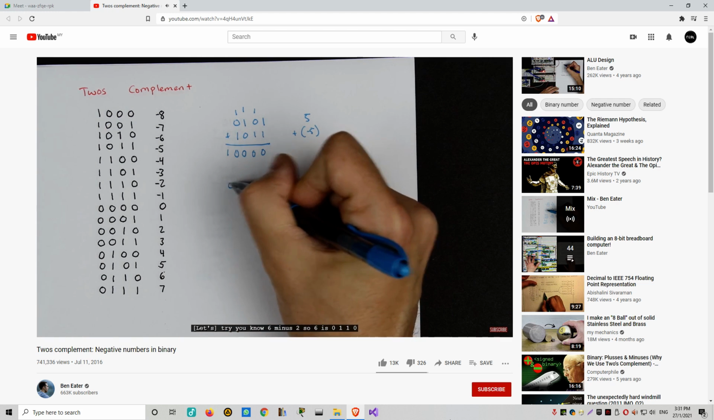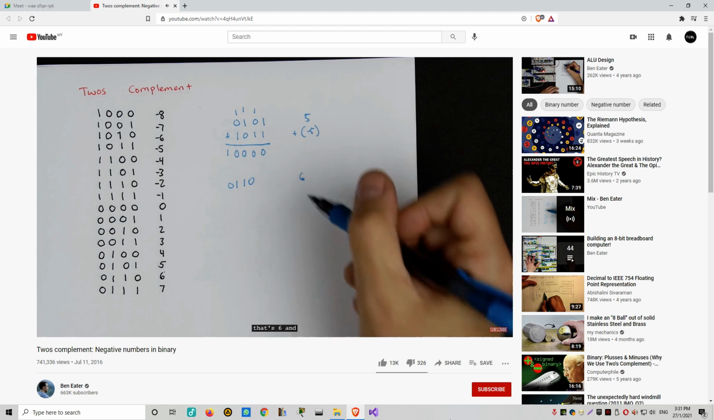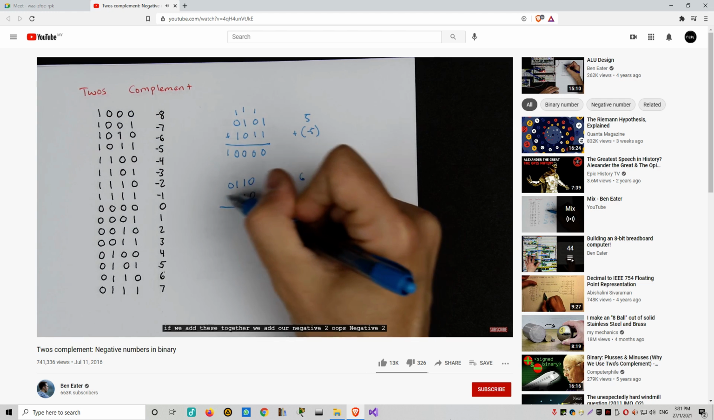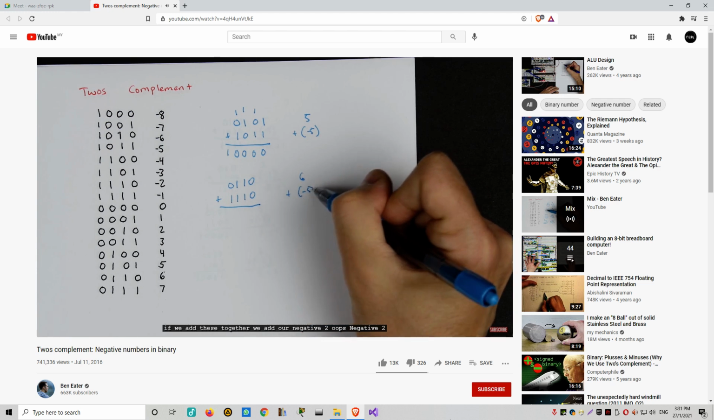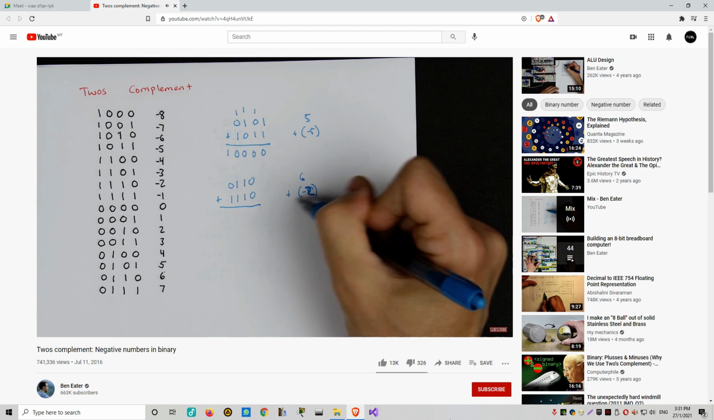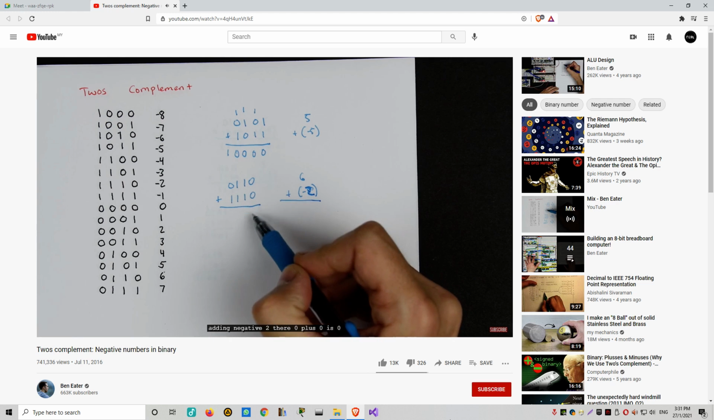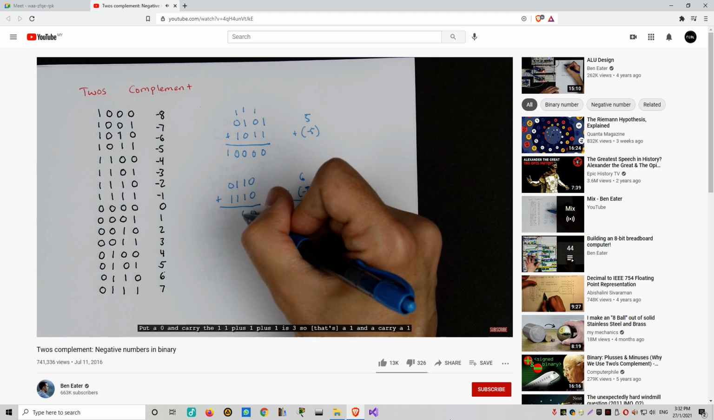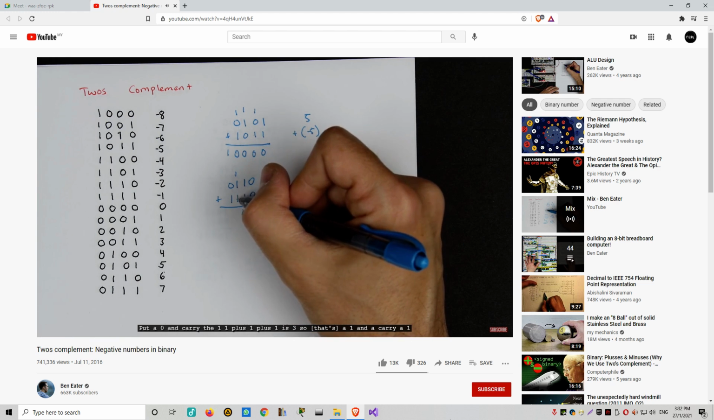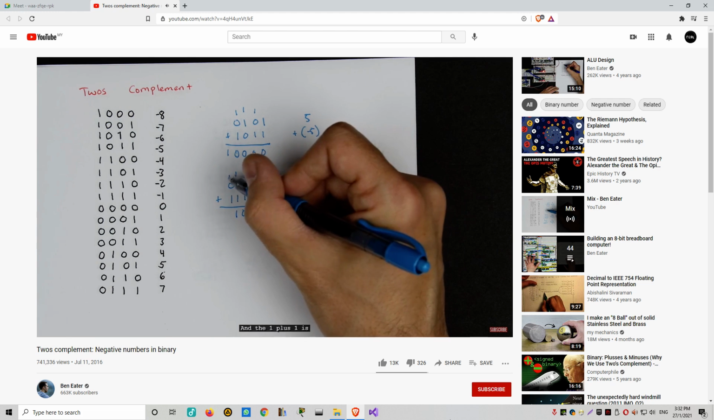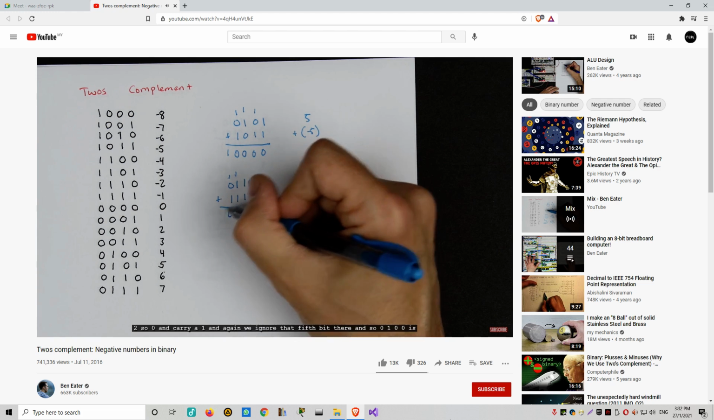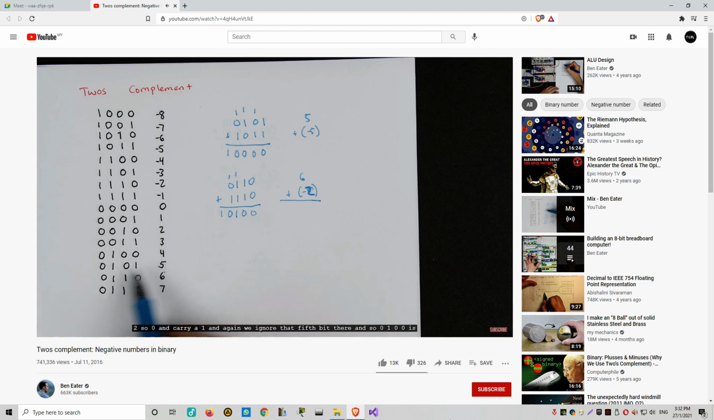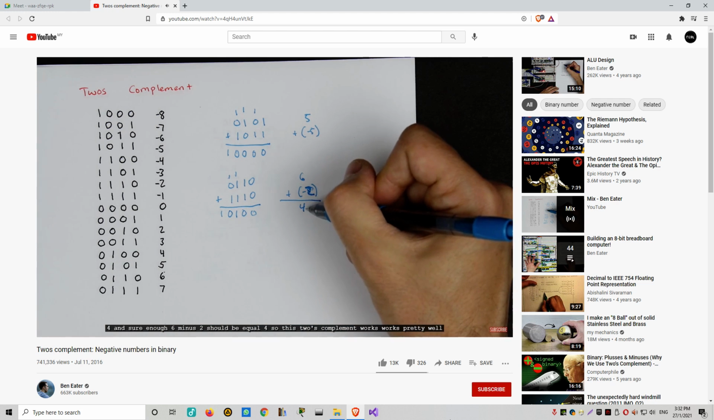So 6 is 0, 1, 1, 0. That's 6. And minus 2 is 1, 1, 1, 0. And if we add these together, adding negative 2 there, 0 plus 0 is 0. 1 plus 1 is 2, so we'll put a 0 and carry the 1. 1 plus 1 plus 1 is 3, so that's a 1 and carry a 1. And 1 plus 1 is 2, so 0 and carry a 1. And again, we ignore that 5th bit there. And so 0, 1, 0, 0 is 4. And sure enough, 6 minus 2 should be equal to 4.